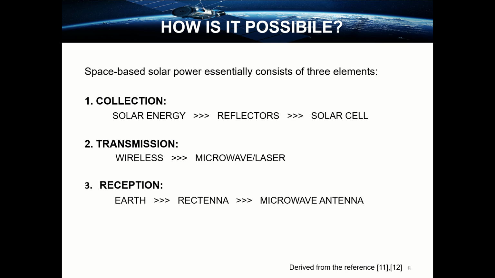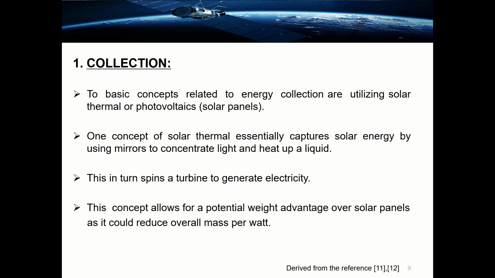How is it possible? Space-based solar power essentially consists of three elements. The first is collection, second is transmission, and third is reception. Collection. The basic concepts related to energy collection are utilizing solar thermal or photovoltaics, that is, solar panels.